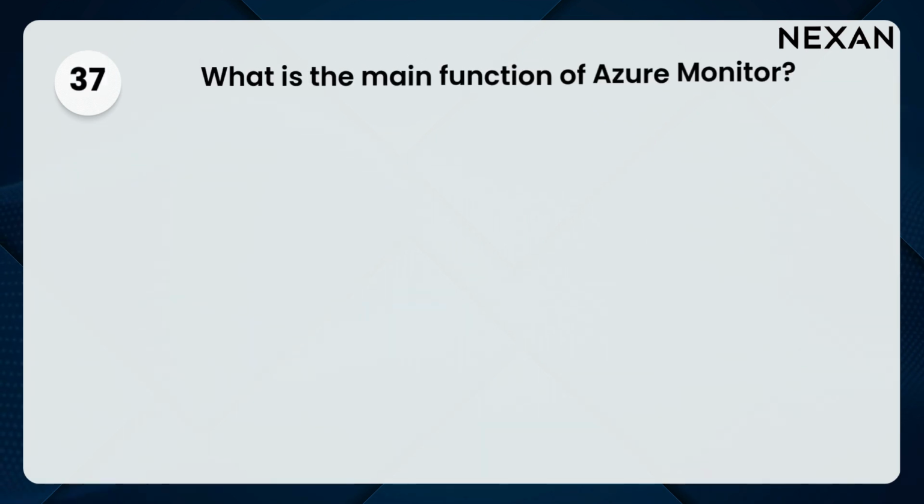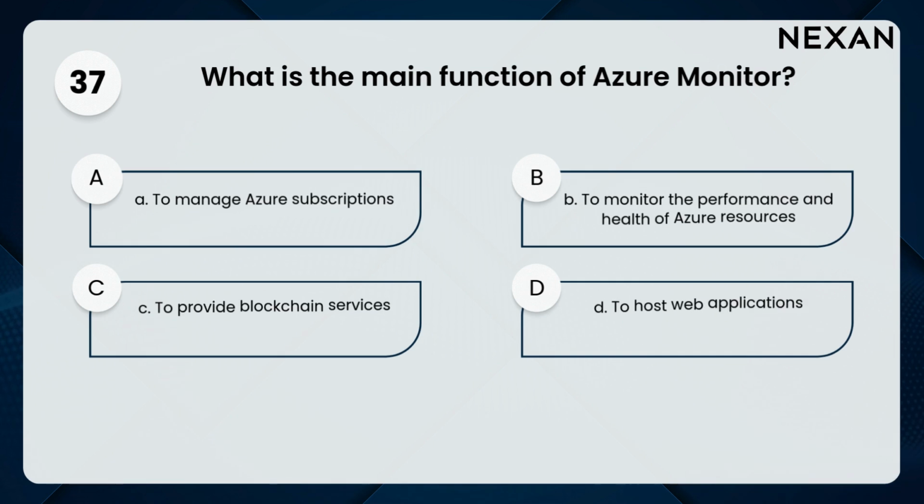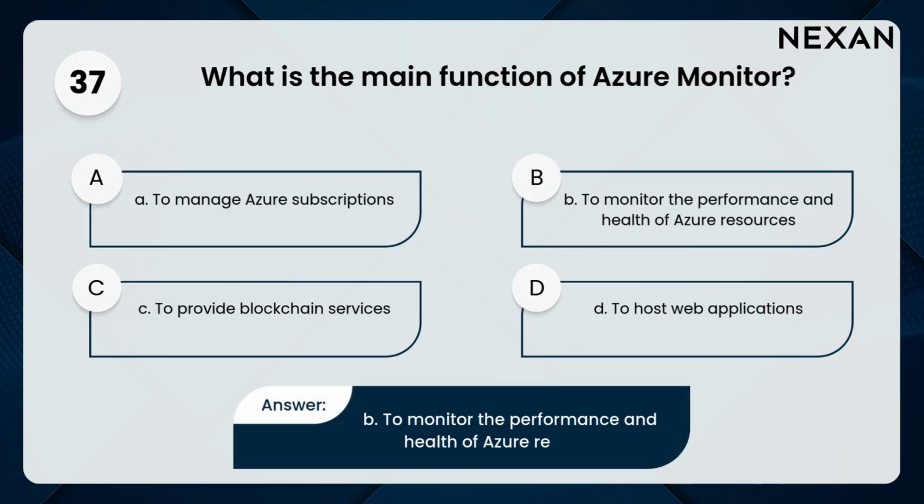37. What is the main function of Azure Monitor? A. To manage Azure subscriptions. B. To monitor the performance and health of Azure resources. C. To provide blockchain services. D. To host web applications. Answer: B. To monitor the performance and health of Azure resources.